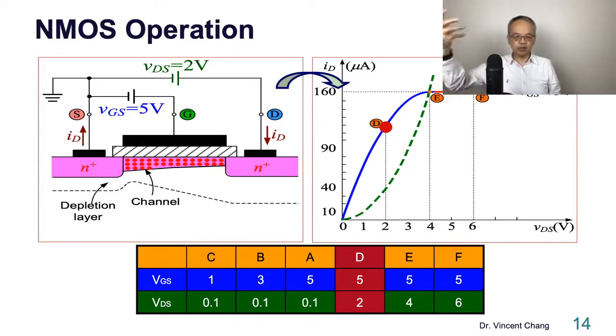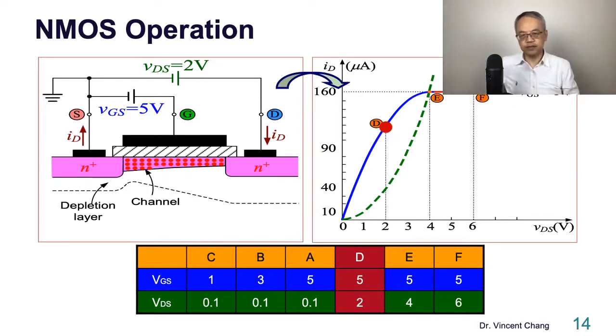So let's start with the point D: VGS is 5 volt, and VDS is 2 volt. Then on the left-hand side, look at the device. On the left-hand side, 5 minus 2 equals 3.